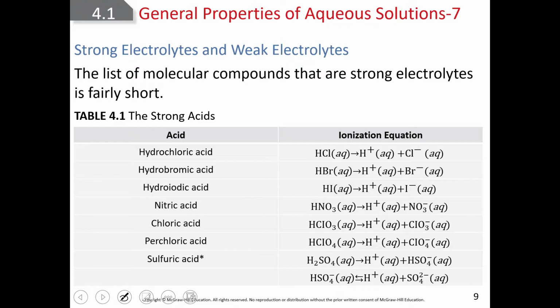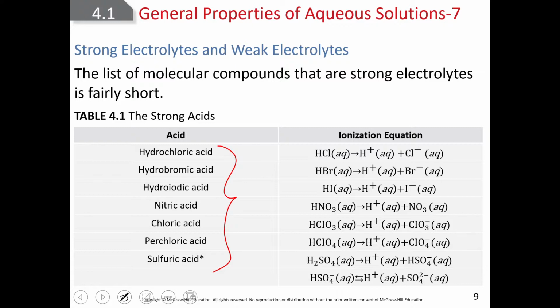Here are your lists of strong electrolytes. You'll notice in this case we're talking about acids. Here's your list. You need to know these. And what this means is they will 100% dissociate into their individual respective ions.